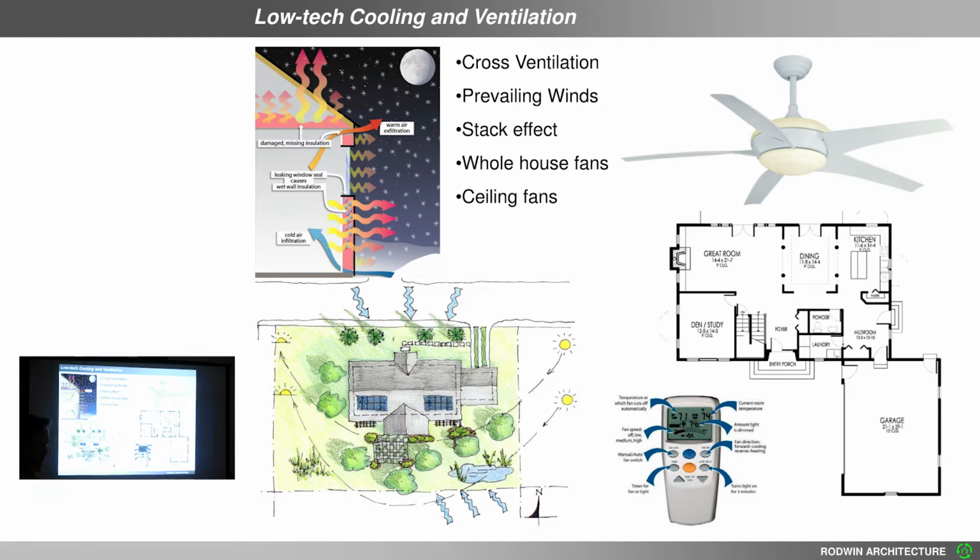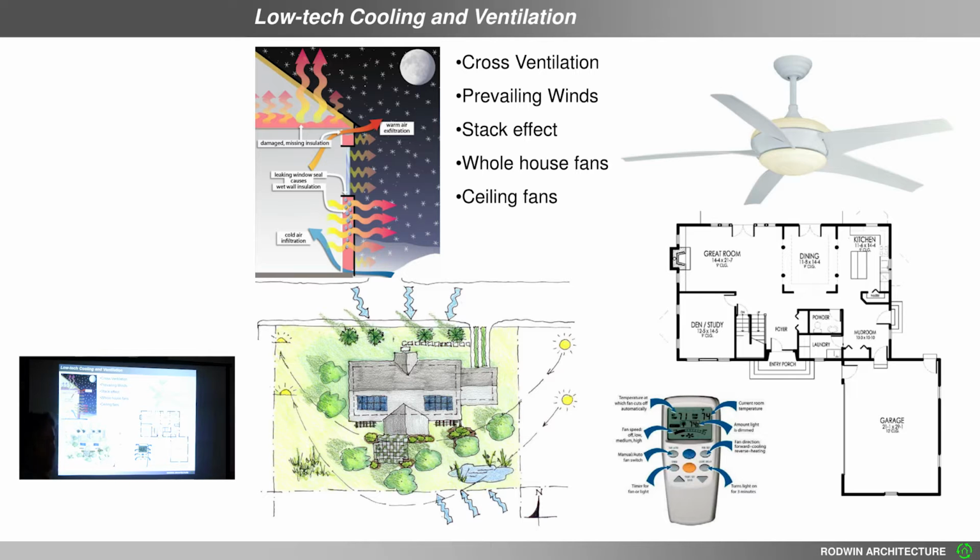I mentioned before the idea of cross ventilation. There are a lot of low-tech ways to cool your house, especially because it gets cool here at night. You can do a passive night flush where you open up your doors and windows and draw air into the house. You can use a whole house fan. You can use individual room ceiling fans. You can do cross ventilation where you take airflow across a room like that.